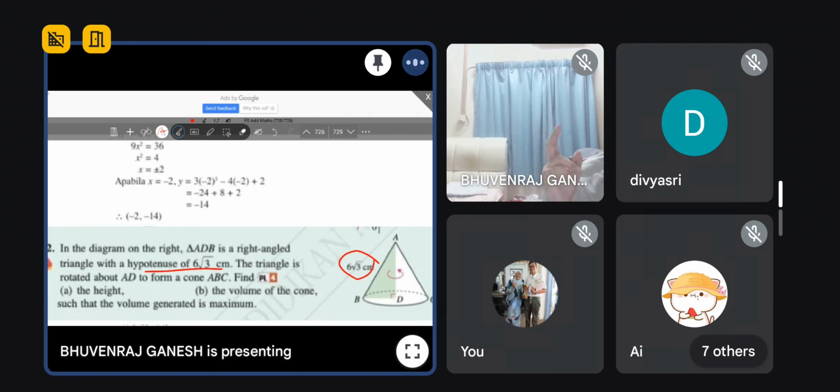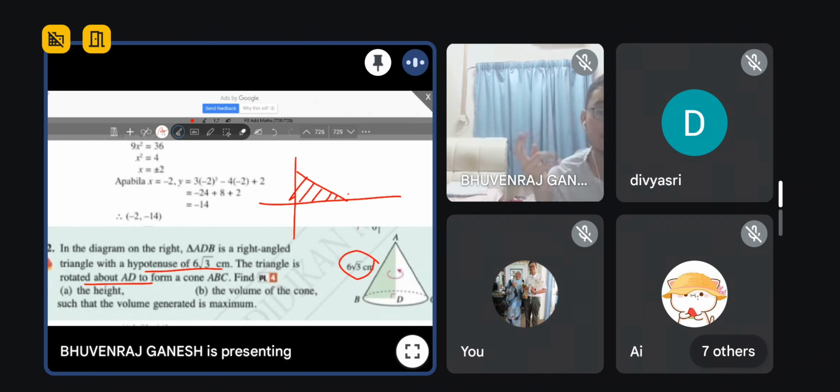They say that the triangle is rotated. Dia putarkan segitiga ini untuk bentuk cone. Can you all imagine, guys? If you rotate a triangle, you will get a cone. Very simple concept. You all learn differentiation, am I right? Kamu belajar bab pembezaan. Let's say I want you to find the volume of revolution. Saya nak kamu cari isi padu kisaran daripada kawasan berlorek tu.